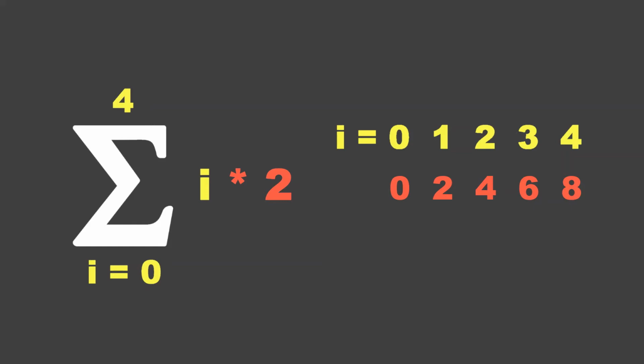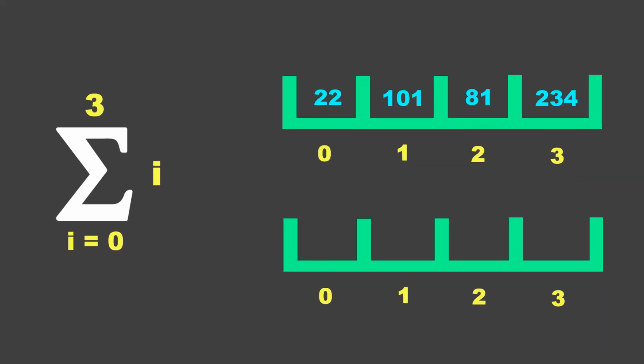Now let's try to do a sigma with an array. So we got an array with positions 0, 1, 2, and 3, and we're going to multiply each one of these positions by 2. So when i equals 0, it's going to grab the value 22, multiply it by 2. 22 times 2 is 44, and it's going to continue to do that for each position.